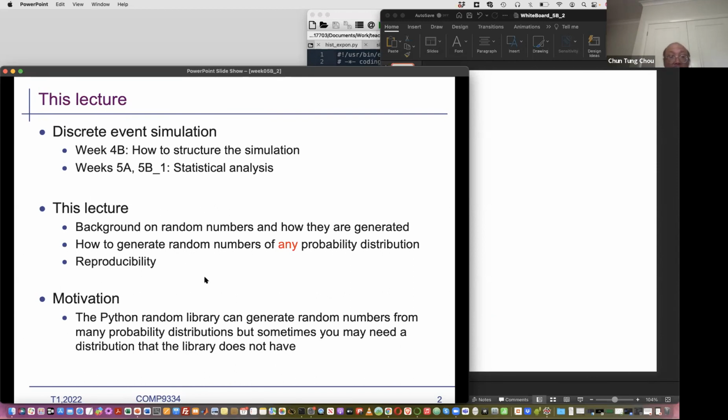And we're also going to show you how to generate random numbers of any probability distribution. I also want to introduce to you the idea of reproducibility. Now, you may ask about the Python random library. Yes, you can generate many different random numbers for many probability distributions. But sometimes you may want to generate random numbers from a probability distribution that the Python library doesn't have. So in this case, you need to do it yourself. And this lecture is to show you how you can actually generate random numbers from any probability distribution.